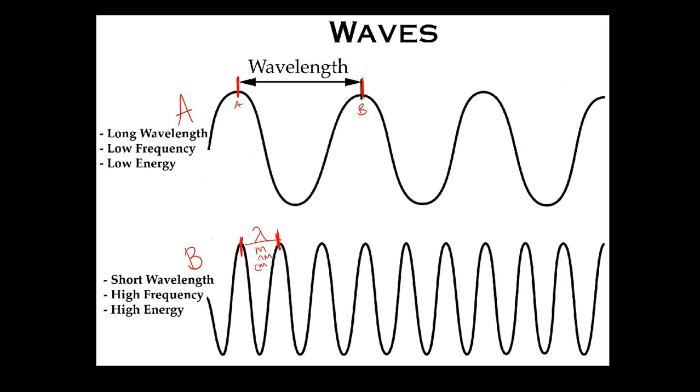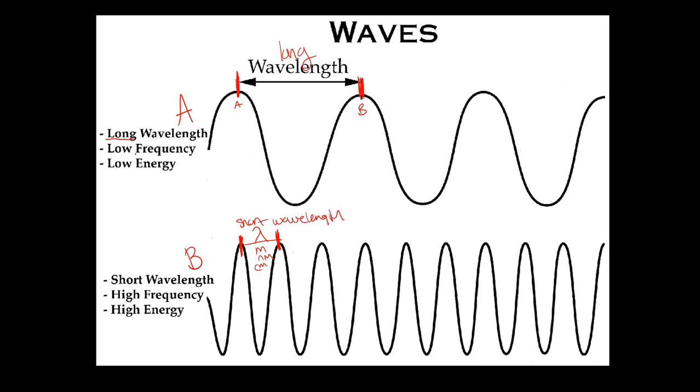Now we're going to look at the other pieces of information we can obtain from a wavelength. Here we have a long wavelength, because from point A to point B is longer than down here, where point A to point B is a lot shorter. So this is a long wavelength, where this will be a short wavelength.